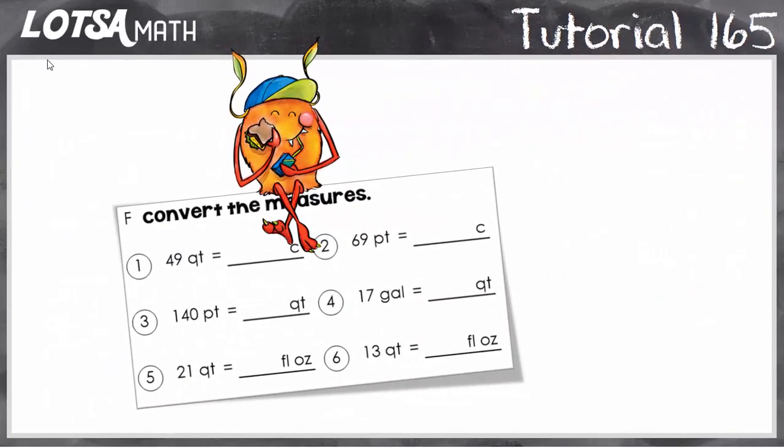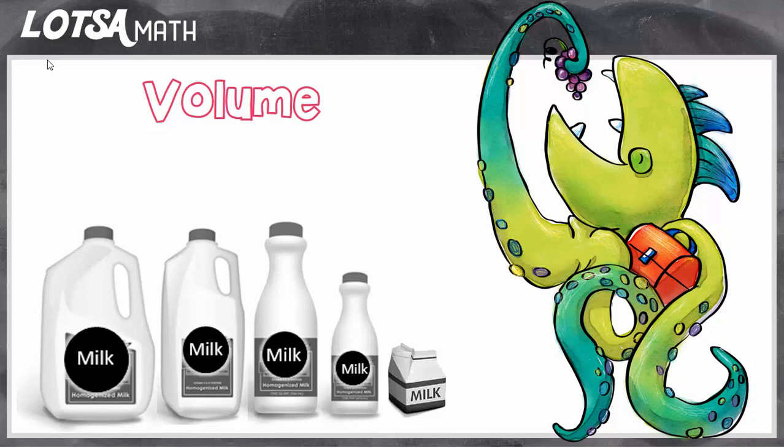For these questions, we're going to convert the measures. But all of these measures are units of volume. And volume is just a way to measure how much space something takes up. Usually when we're measuring volume, we're measuring liquids or solids that take the shape of their container. So we need to learn the units of measurement when we're measuring volume.